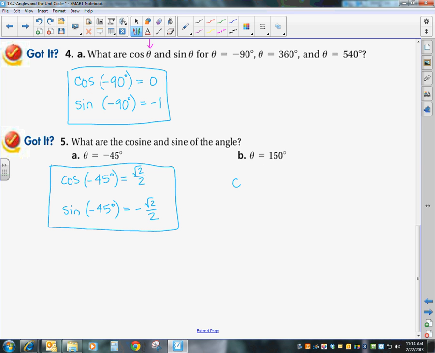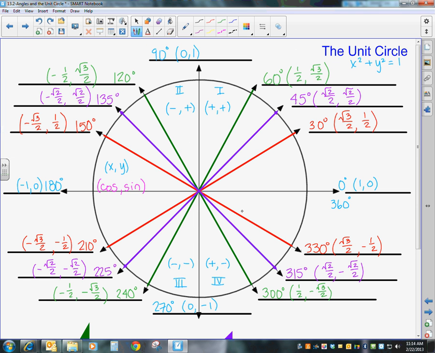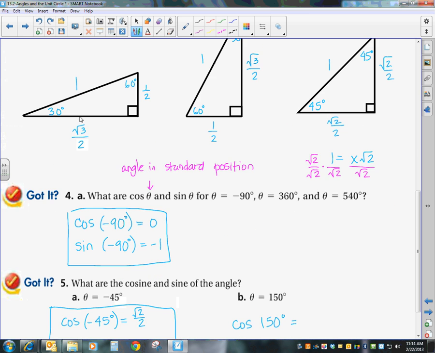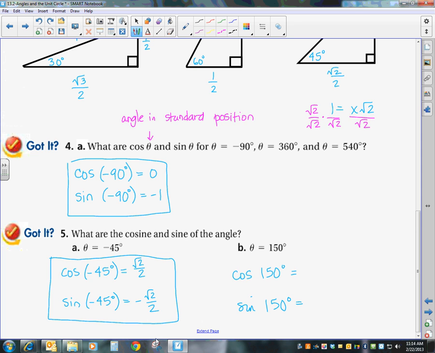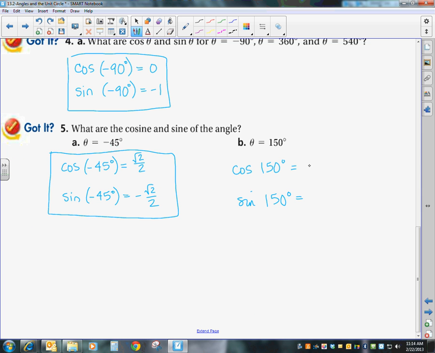Let's go do 150. Cosine of 150 degrees and the sine of 150 degrees. So again, back to my unit circle. Now you know why you want to have it handy or memorize it. 150 degrees is right here. What's my cosine? Negative square root of 3 over 2. My sine is 1/2. So we'll go fill that in. Moving on down. All right, cosine is, we said, negative square root of 3 over 2, and the sine is 1/2.